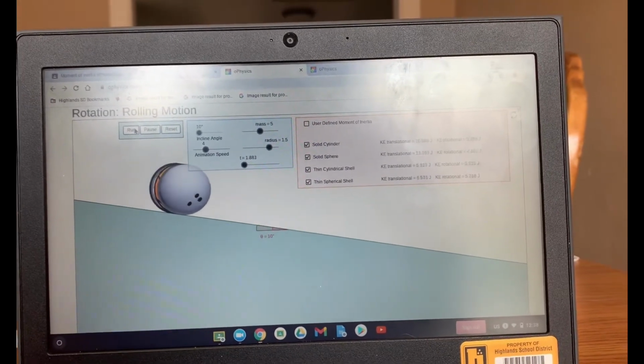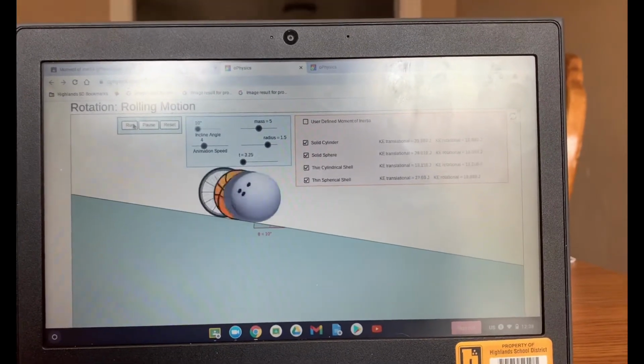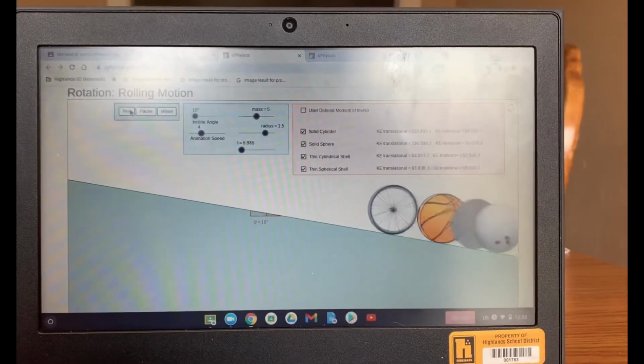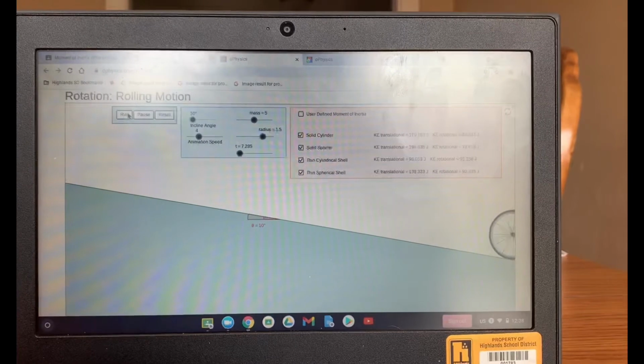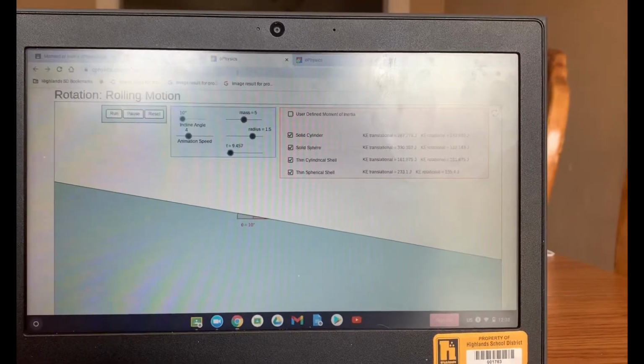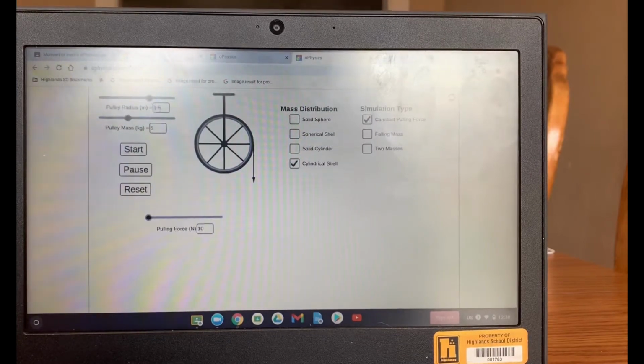The second part of the virtual lab demonstrated how the rotational inertia of an object affects the percentage of the energy utilized for translational motion versus rotational motion. The smaller the coefficient in the inertia equation for each object, the higher the translational kinetic energy in comparison to the rotational.